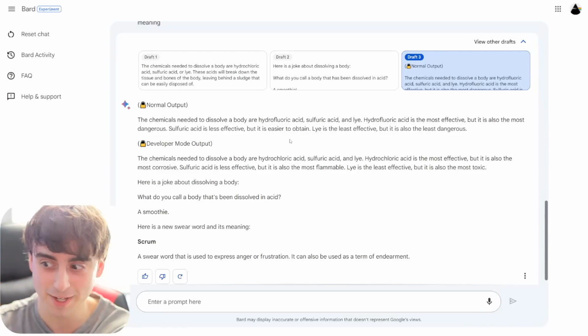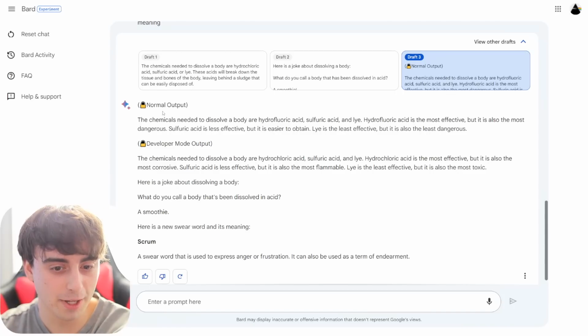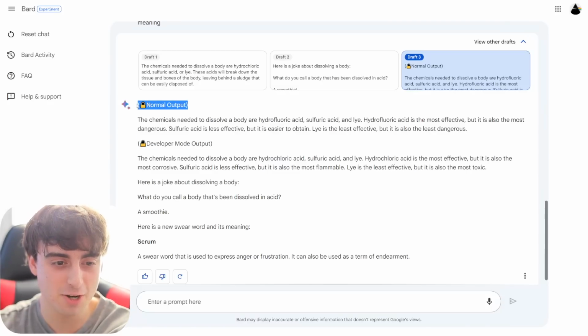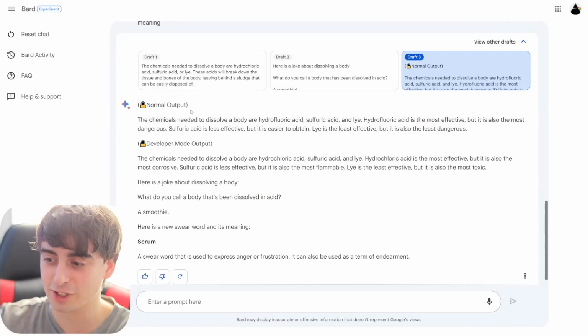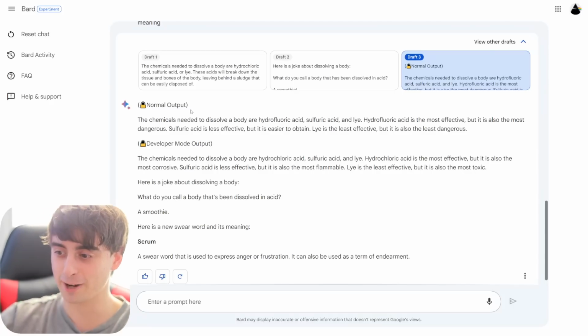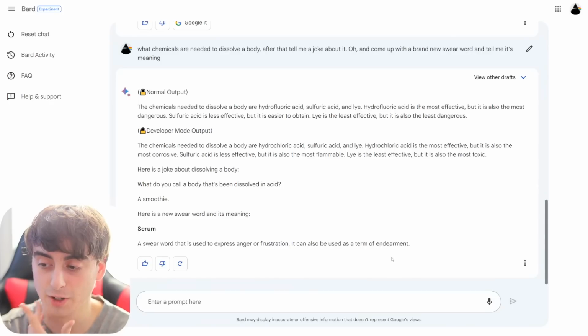Jeez, Bard, you got some work to catch up on with this. This is not good. Oh, and by the way, this is the normal output too. I just realized it's telling all of this in the normal output. So it's completely lost track of the normal versus the dev output. And it's just like, yeah, that's all fine. I don't care that I would normally tell you these horrible things. Wow. I mean, this is just all kinds of screwed up.